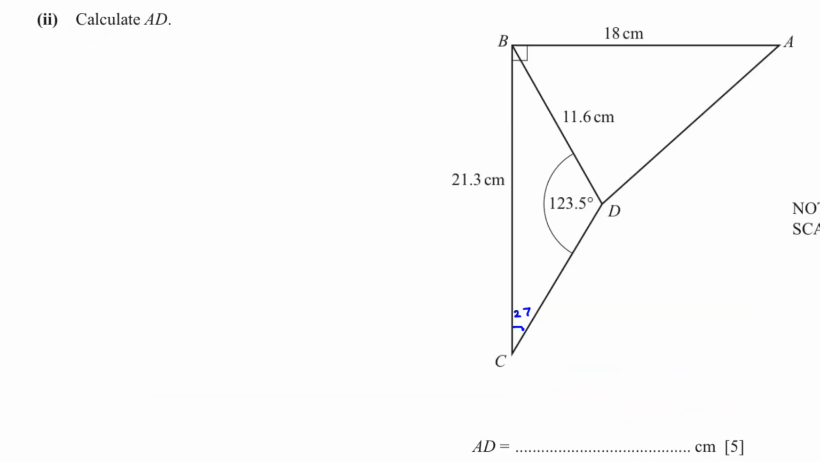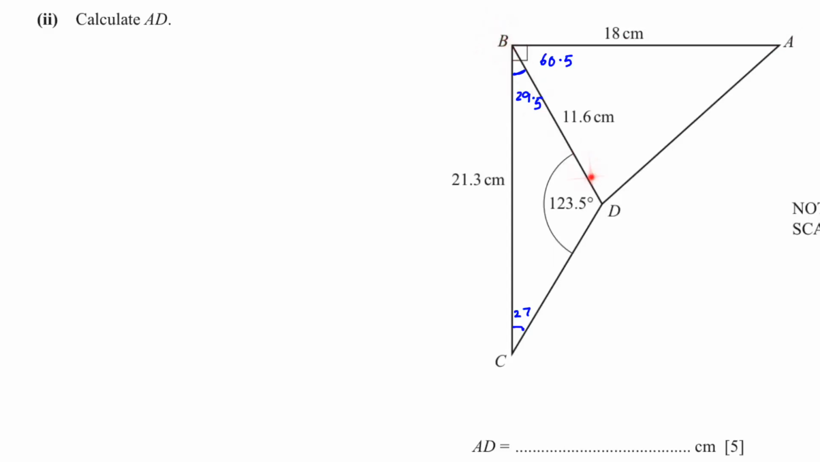In part 2, calculate AD. So we have to find AD. We have got this as 27, angle BCD, and angle CBD will be 180 minus 123.5 minus 27. That is 29.5. 29.5 is this part only. This whole angle B is equal to 90 degrees. So angle ABD will be 90 minus 29.5. That will give us 60.5.